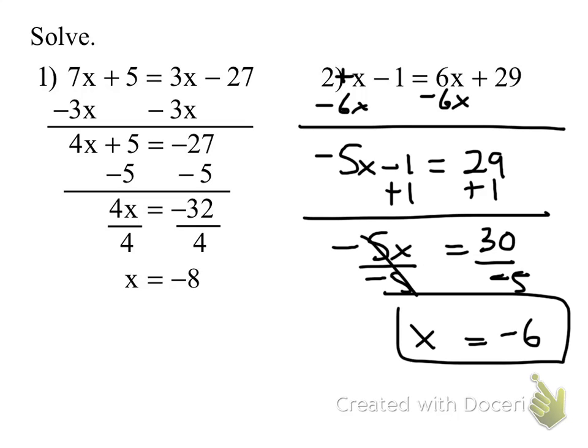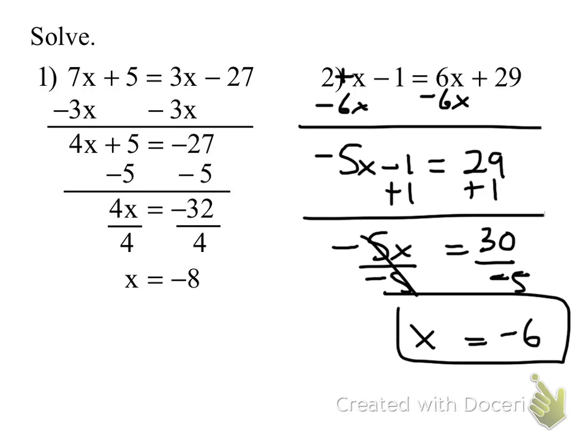A student raised their hand and said you subtract 6x from both sides. We're left with 5x minus 1 equals 29. So to get the x alone, again, we're trying to get the variable term on one side and constant terms on the other. We add 1 to both sides. Now I'm left with negative 5x equals 30. Divide both sides by negative 5, and we are left with x equals negative 6.